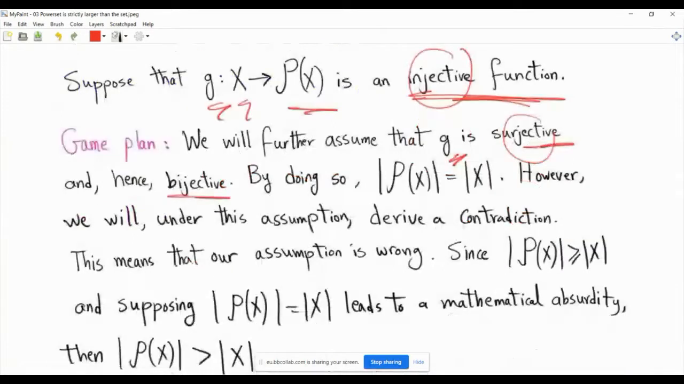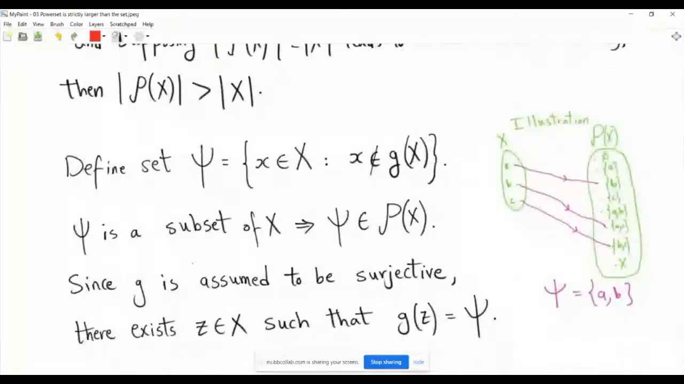Okay, so our initial point is that we will assume that I can take a set X and have a bijection between the set X and its power set. Okay. So here is how we can obtain a contradiction.